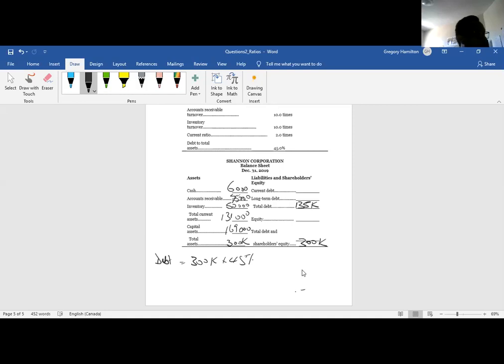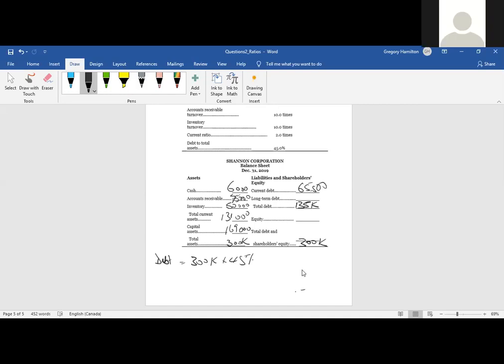We also know that current ratio is 2, right? Current ratio is 2, which means that if we know our current liabilities, then current assets is 2 times our current debt. And our current assets is 131,000. So therefore, current debt would be 131,000 divided by 2, and that gives us 65,500.